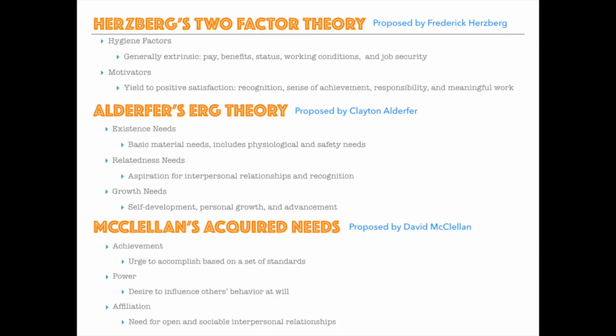The last theory is McClelland's acquired needs, proposed by David McClelland. This theory, too, has 3 categories, the first of which is achievement, which is the urge to accomplish based on a set of standards. Second, power, which is the desire to influence others' behavior at will, and third, affiliation, the need for open and sociable interpersonal relationships. As you can see, each of these three theories contains the same factors as Maslow's hierarchy of needs, each in a slightly different order and slightly different combination.